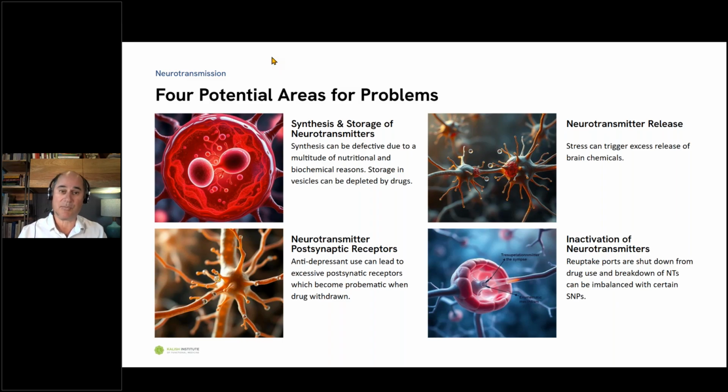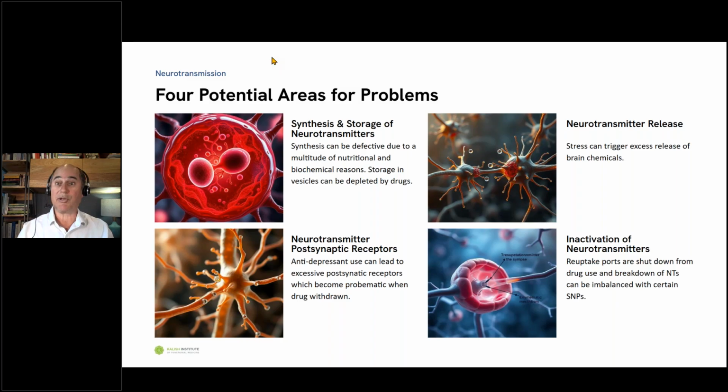Any of those can damage postsynaptic receptors or change the numbers of postsynaptic receptors. Obviously, it increases them if you're doing some of these drugs. And then when the drug is withdrawn, whether you're coming off the antidepressant or you're stopping the use of the cocaine, then you've got all these receptors, but there's no neurotransmitters to fill them, so there's a problem.